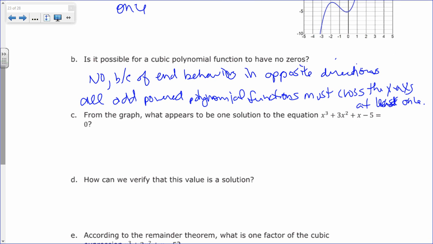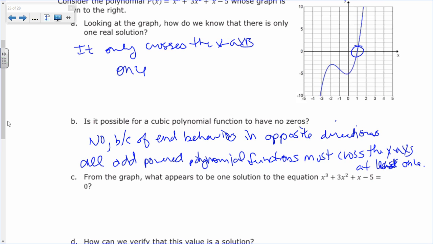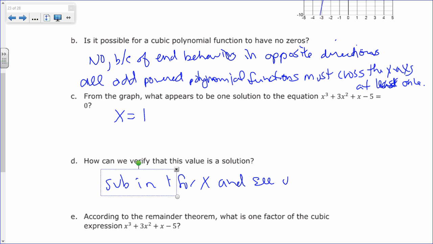From the graph, what appears to be one solution of the equation? Well, looking at the graph, it looks like x equals 1 is a solution. How can we verify that it's a solution? We can sub in 1 for x and see if it equals 0.